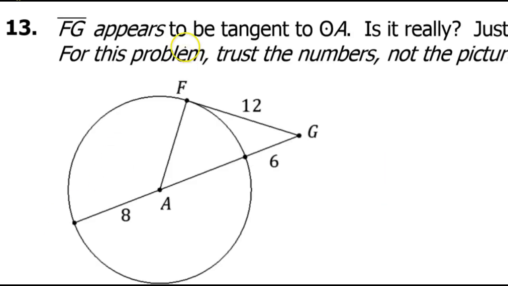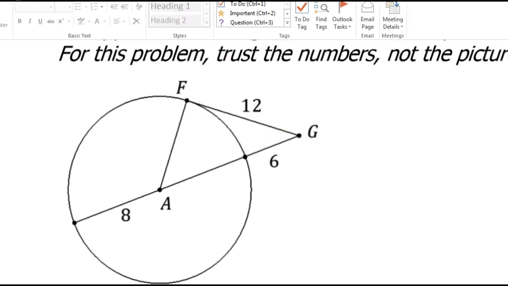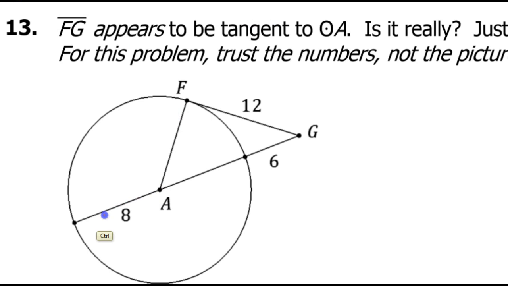For this problem, segment FG appears to be a tangent, but is it really? We need to prove whether or not this segment is truly a tangent. And before I do anything else, let's get some extra numbers in here. Notice how the radius is 8. Well, look, here's another radius, and here's another radius. Okay, so that means this is 8, and this is also 8. So keep that in mind.